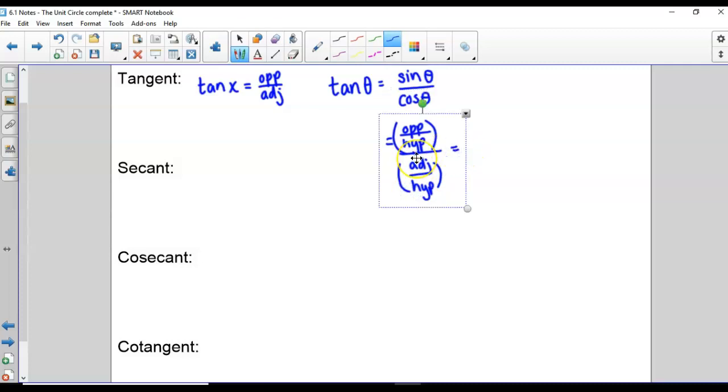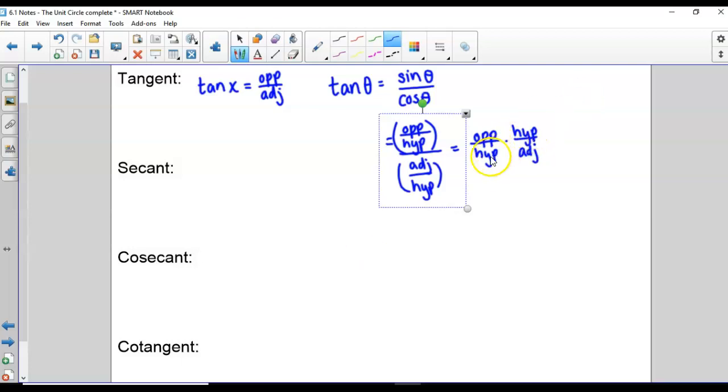And when we're dividing fractions, it's easy as pie. We flip the second and multiply. So that would be opposite over hypotenuse times hypotenuse over adjacent.